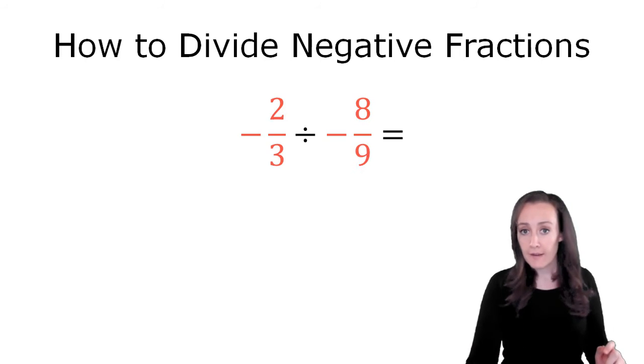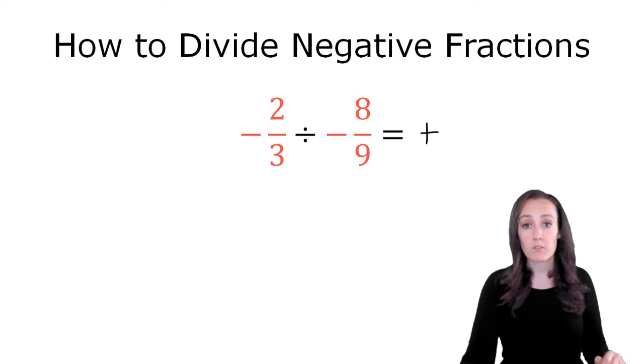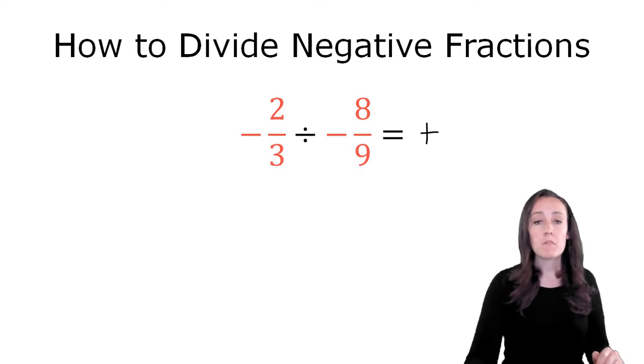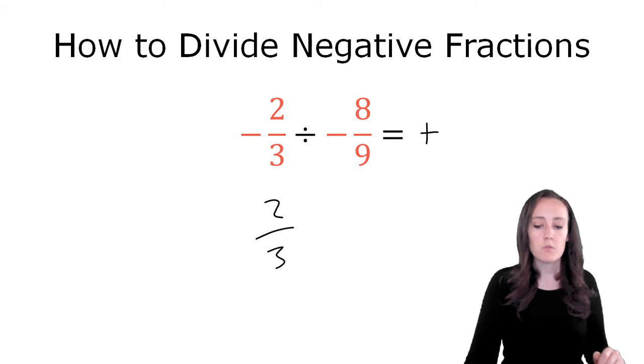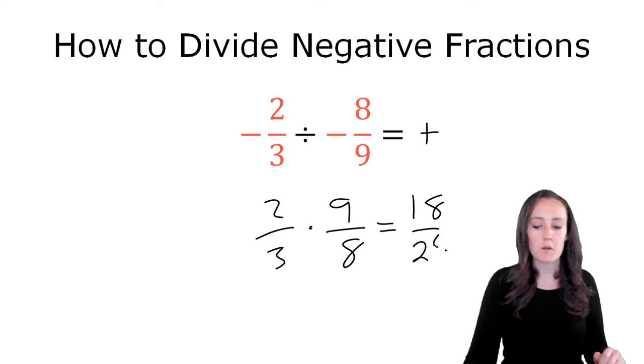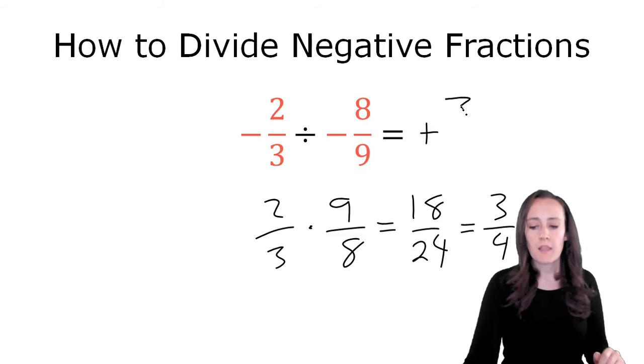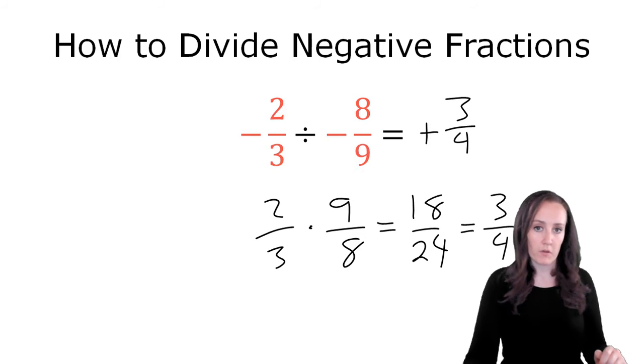I would say, okay, a negative divided by a negative is a positive, so my answer is going to be positive. And then I would follow the rules for fraction division. So I'd say, okay, 2/3 times the reciprocal, which is 9/8, that equals 18/24. And that can be reduced by dividing by 6, which would give me 3/4. And so my answer is positive 3/4.